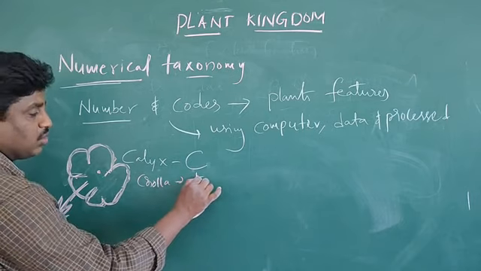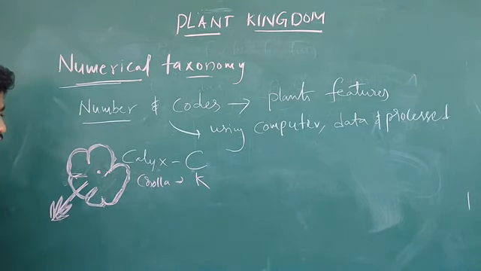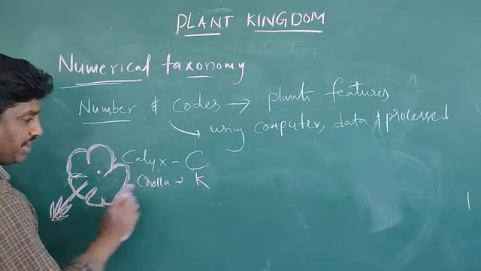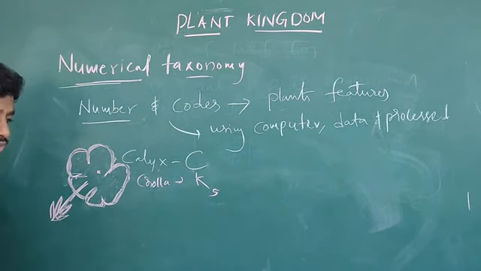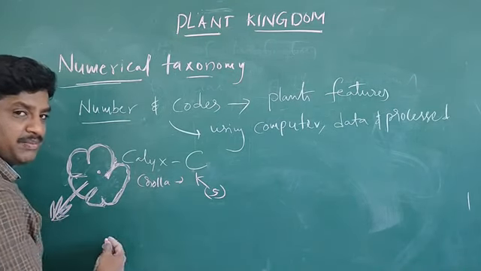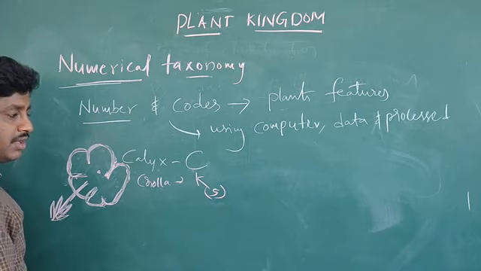So the corolla is given the code K. Suppose how many are there? 1, 2, 3, 4, 5. That is the number, K5. They are fused, attached. Attached means you make a bracket. This is the symbol, like this.